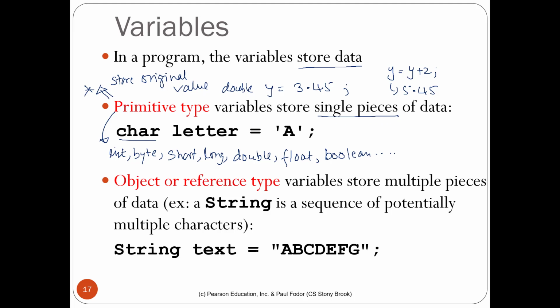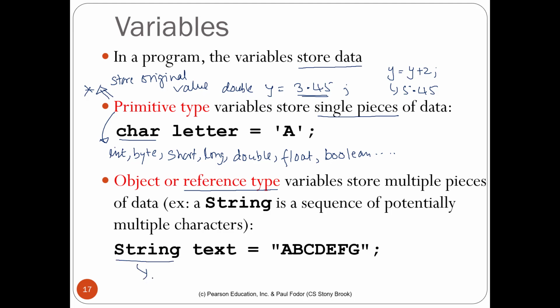First thing, they will store one piece of information, 3.45, that's it. That's the decimal value. Similarly, letter has A, that's just one value. And the other point is that they store the original value. At the location or the address which is being designated by letter, you have just one value which is A. Letter means A. Whereas in case of reference type, the example of the reference type is string.